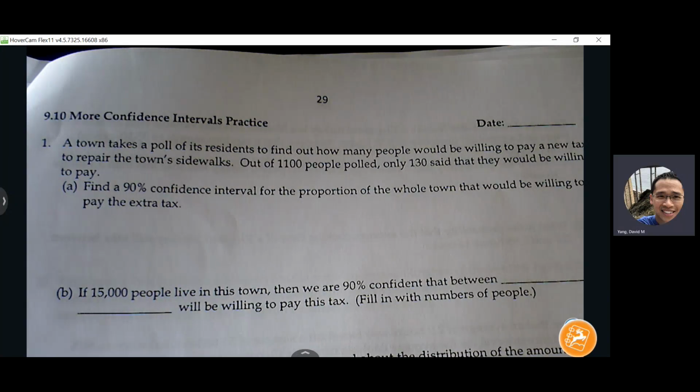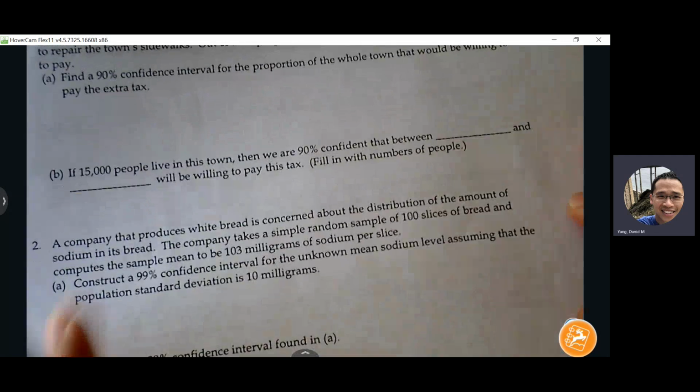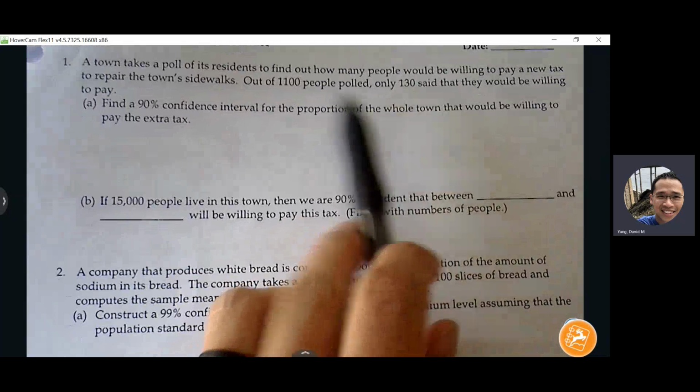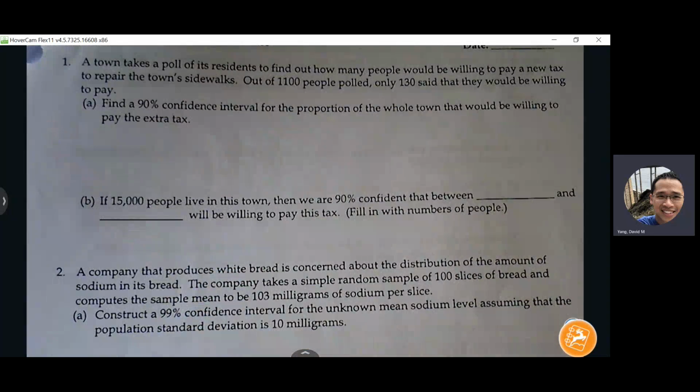Okay, a town takes a poll of its residents to find out how many people would be willing to pay a new tax to repair town sidewalks. Out of 1,100 people polled, only 130 said they were willing to pay. Find a 90% confidence interval for the proportion of the whole town that will be willing to pay the extra tax. So let's start off with the formula that we'll be using. We know it's going to be involving that probability formula and not the one involving mean and standard deviation.